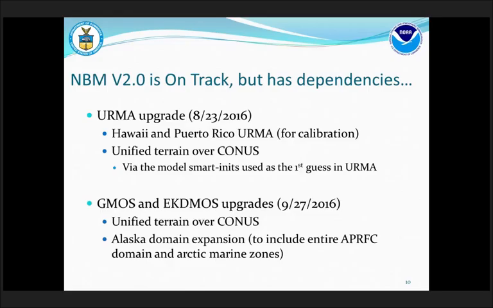And those upgrades include adding the unified terrain as well as some minor expansions to the area that we're disseminating data for Alaska. This allows the national blend to be produced over the entire basin for APRFC and the offshore marine zones. It's still disseminated on the exact same grids. It's just the clip is bigger, so that won't cause any dissemination issues. So before I turn it over to Dave, are there any high-level NBM version 2 questions?